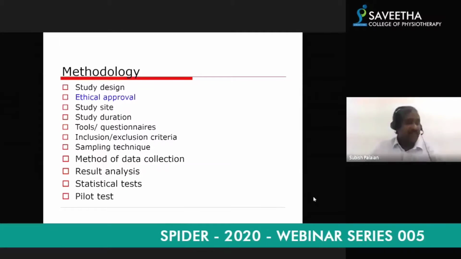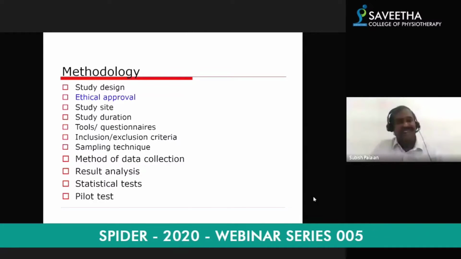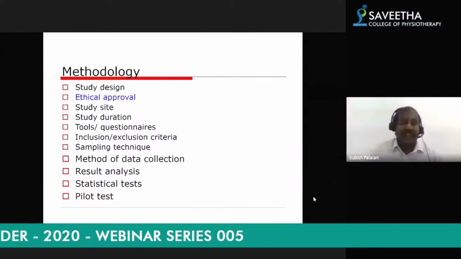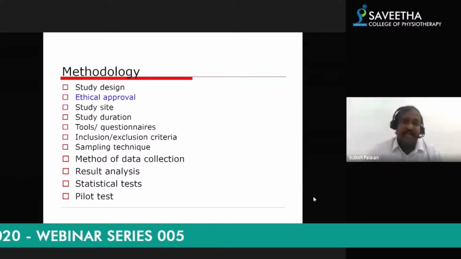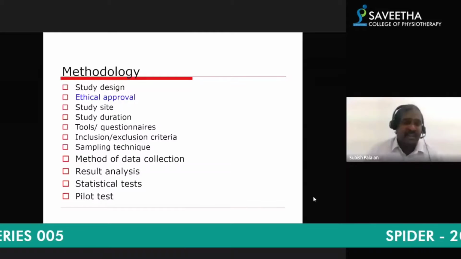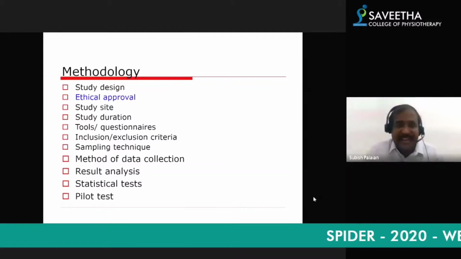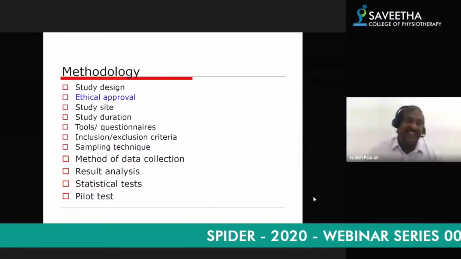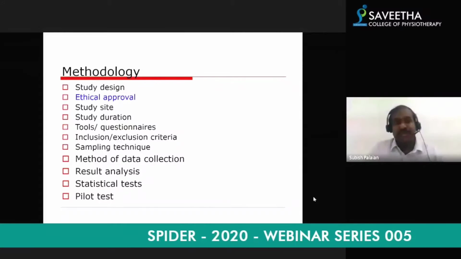Many times student researchers are not accepted in the journal because the methodology is not very clearly described. If the methodology doesn't talk about study design, doesn't talk about the ethical approval, doesn't talk about the study duration, doesn't talk about the inclusion and exclusion criteria, that means your methodology is only partial. That's why good journals are not going to accept your study.